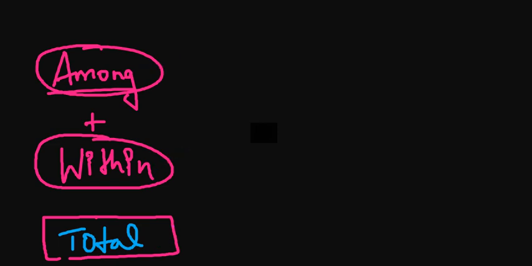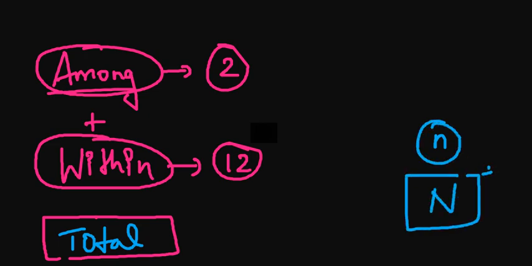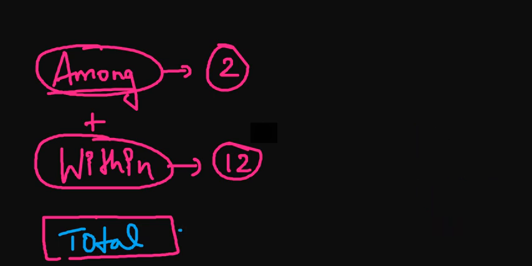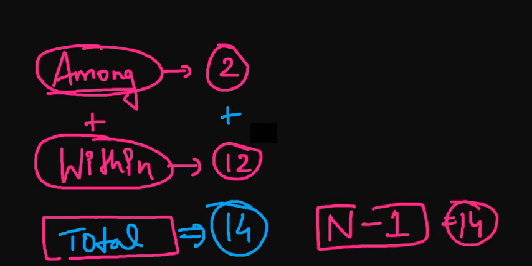So what was the degree of freedom for among? It was 2, because we have the formula as k minus 1, and for within it was 12. It was capital N minus k. Please remember, it was not small n, it was capital N. Make sure that you remember this and don't make any mistake in this. So what will be the total degrees of freedom? It will be 12 plus 2, 14. And for total, the formula is capital N minus 1. So again 15 minus 1 is equal to 14. You can calculate it both ways.